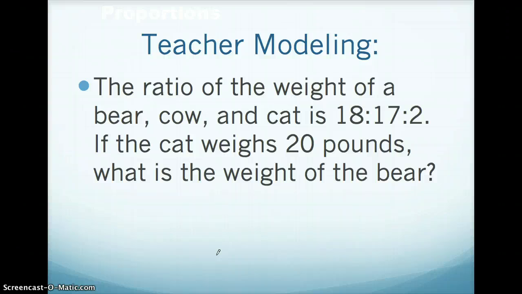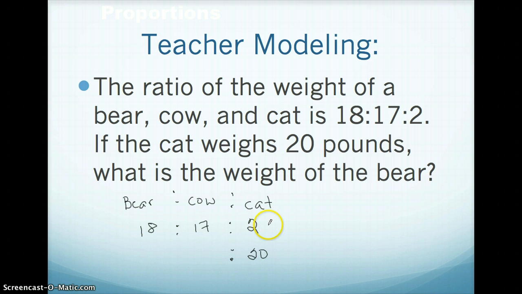Okay, so if the ratio of the weight of a bear, cow, and a cat is 18 to 17 to 2, if the cat weighs 20 pounds, what is the weight of the bear? Okay, so you need to make sure you label. So I'm going to label bear to cow, has to be in the right order, right? To cat is 18 to 17 to 2. So if the cat weighs 20 pounds, right, what is the weight of the bear?